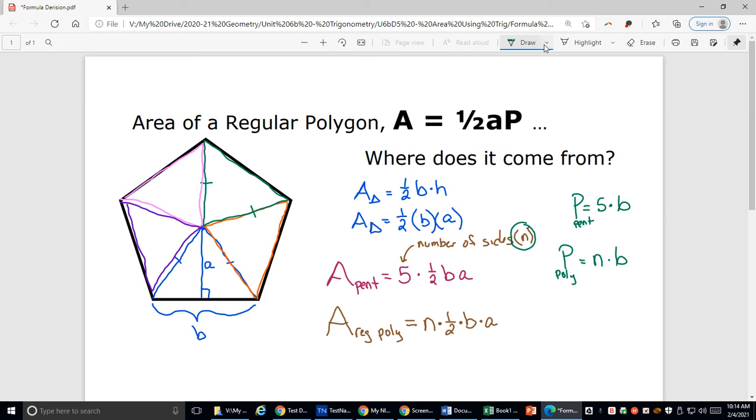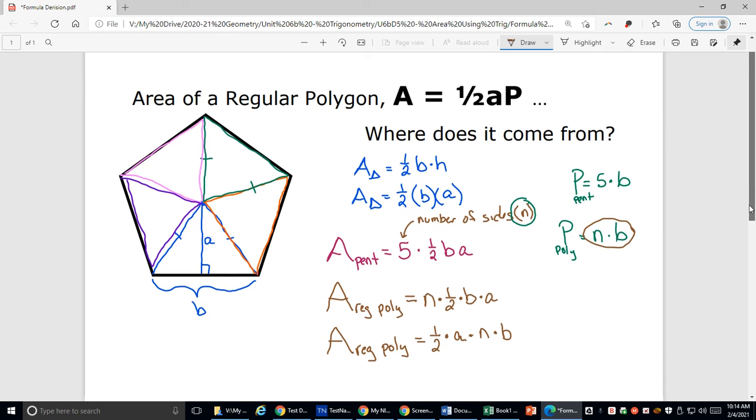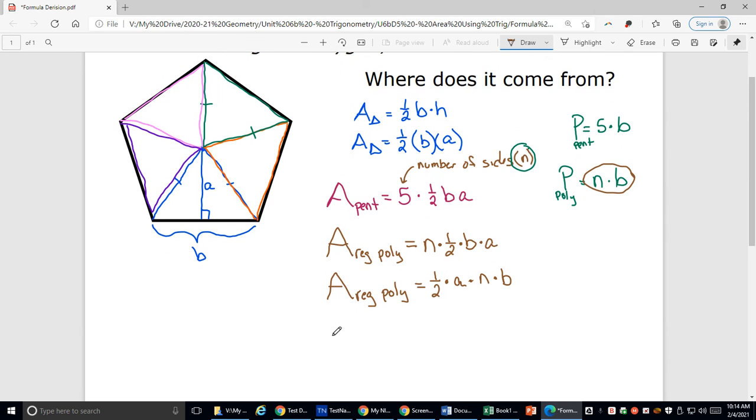So for the area of my regular polygon, remember, multiplication is commutative, which means we can do it in different orders. So I can put that 1/2 in front. I can multiply that first, and then I can multiply by that A, and then I can multiply by the N, and then I can multiply by the B, and N times B is P. So look what happens when I substitute in for the N times the B. My area of the regular polygon becomes 1/2 times the apothem times the N times B, which is the perimeter.